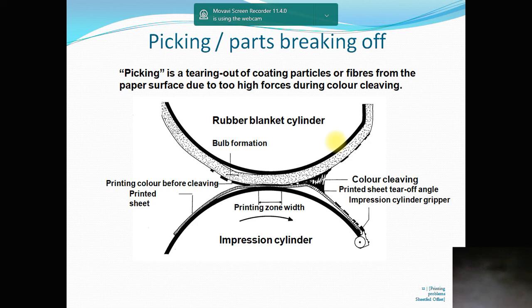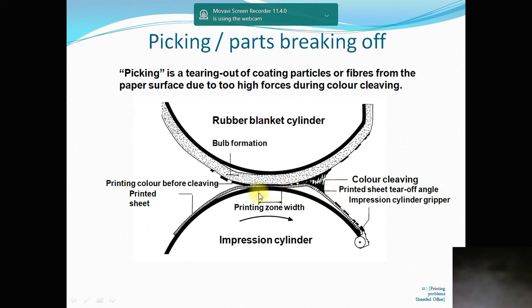color cleaning. See, here you can observe this image. This is the rubber blanket. This is the rubber blanket cylinder, and this is the blanket. This is the bulb formation because of cleaning. This is the printing color before cleaning. This is the impression cylinder. On this impression cylinder, we will have a printed sheet. See, these are the ink deposits on the blanket. Here also you can see ink deposits.